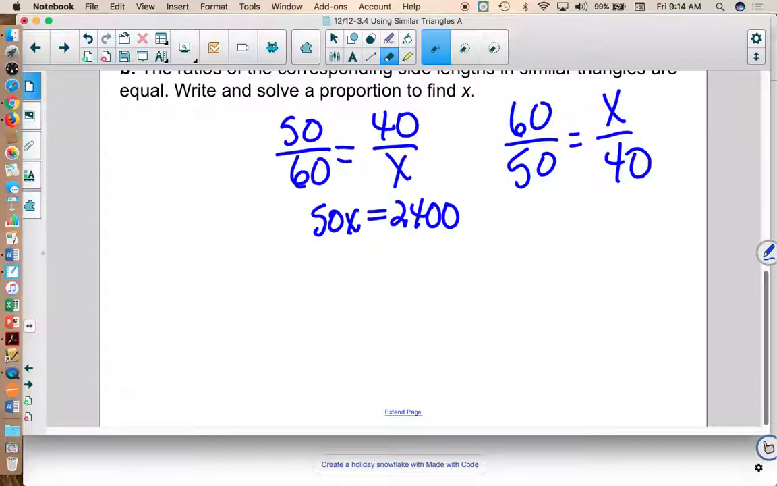If you don't have the notes, you probably ought to have out a piece of paper and take the notes on paper. Okay? So if we divide both sides by 50, x equals what? 48. What does x equal? 48.